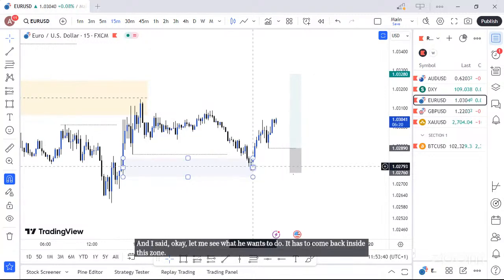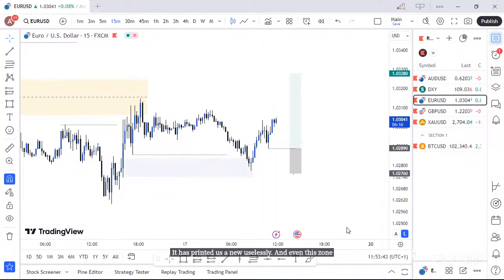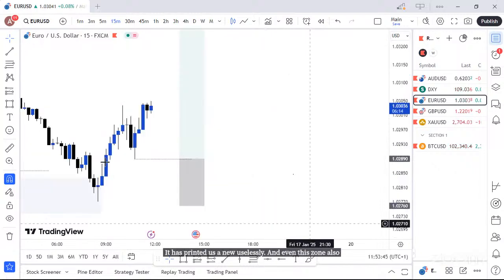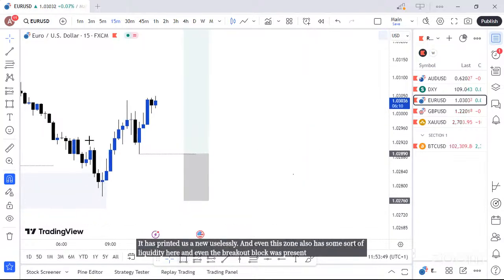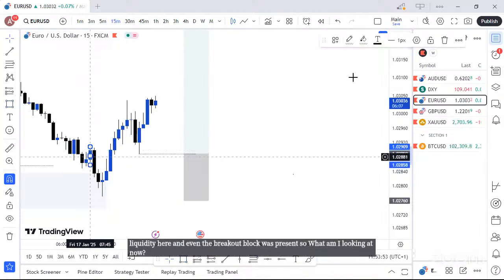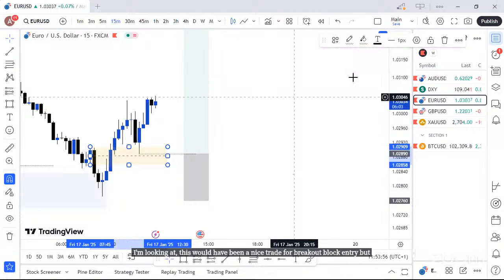It has printed us a new inducement. And even this zone also has some sort of liquidity here. And even the breaker block was present. So what am I looking at now? This would have been a nice trade for a breaker block entry, but if I want to take this trade now, I'm taking from this.